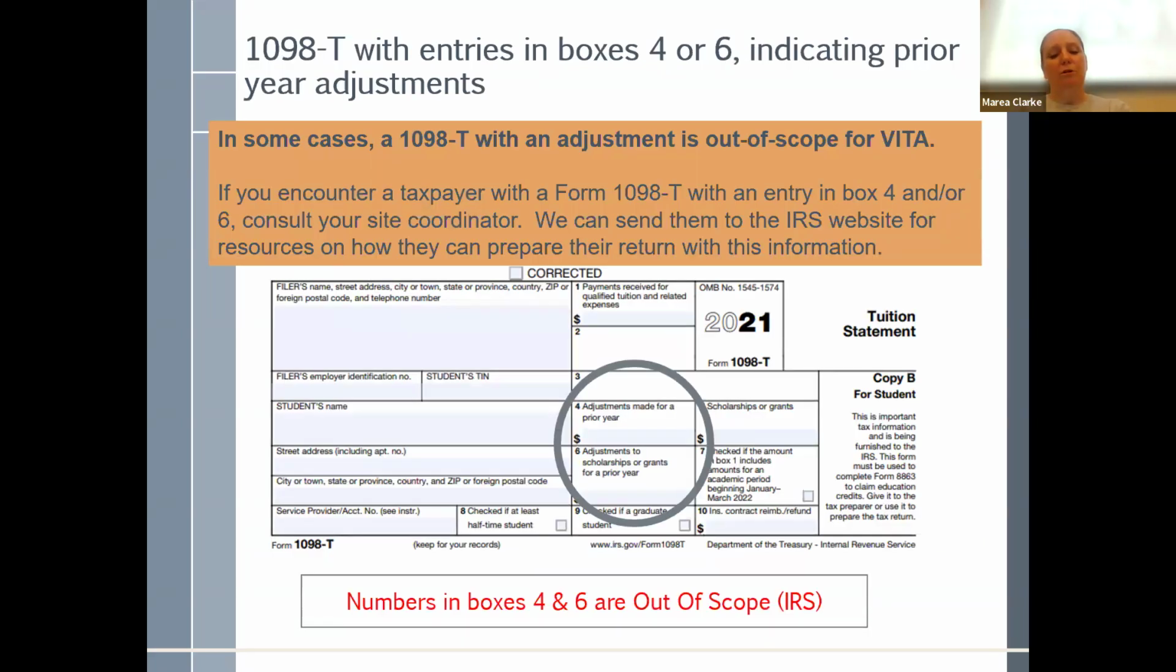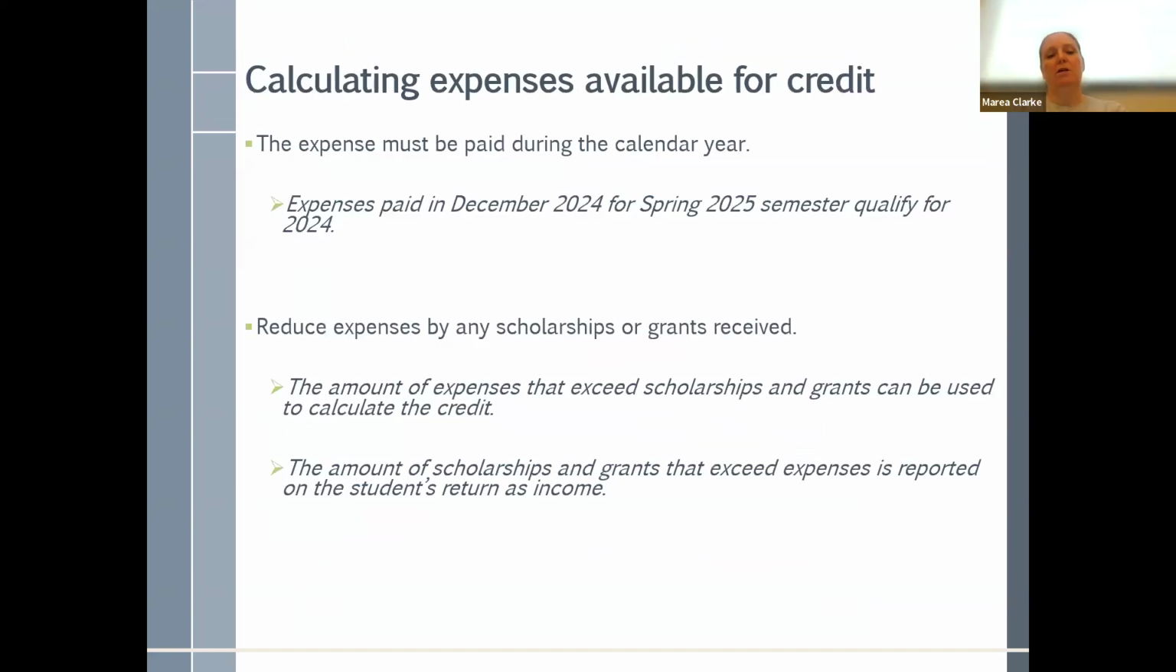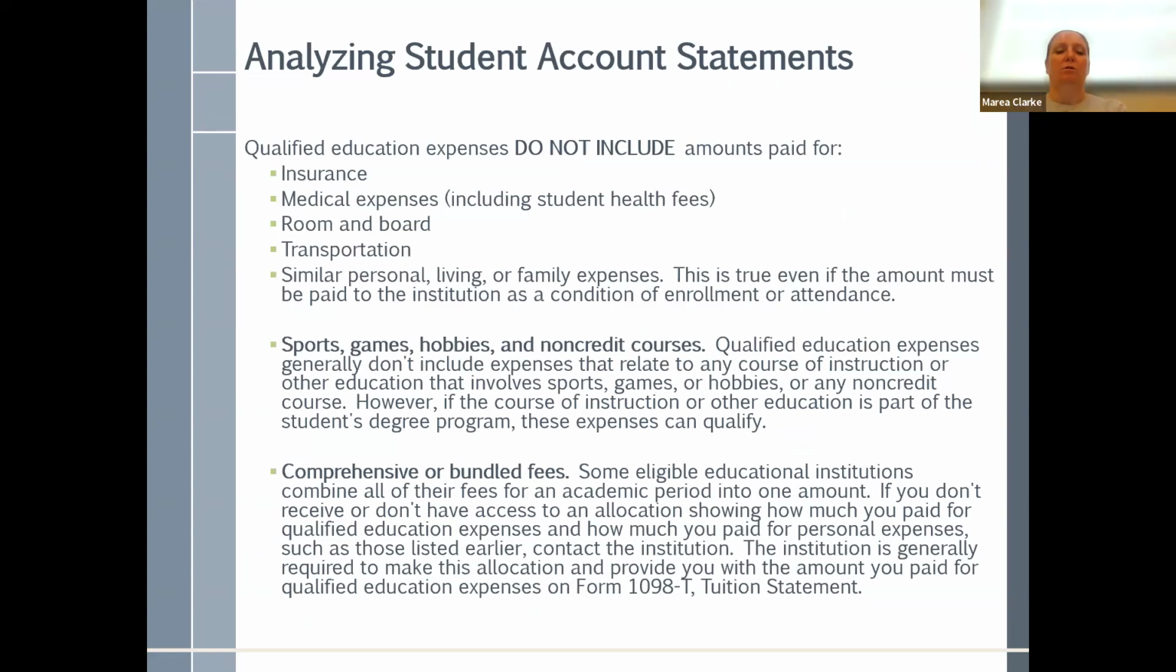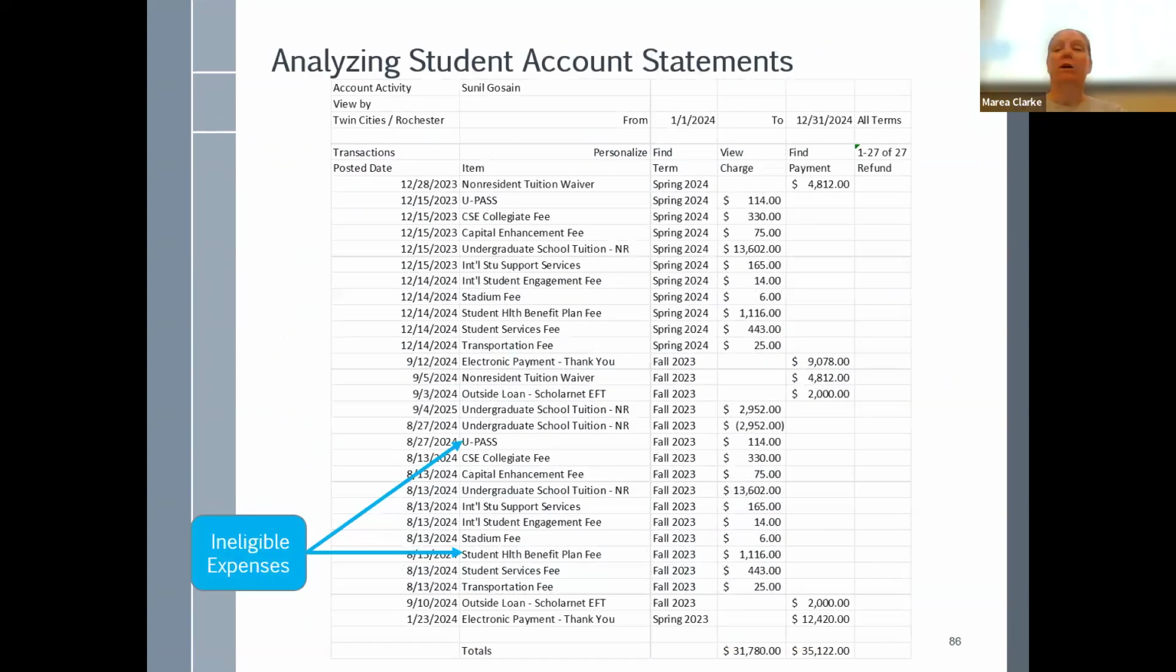I'm going to jump through determining expenses, basically the same sort of things that we've talked about. Again, only qualified education expenses, so not room and board, not transportation, not living expenses, that kind of stuff. Here's what a couple of examples look like on student accounts. The UPass was a transportation pass, so you could get around campus and around the city. The student health plan benefit fee was student health insurance. So those would not be eligible expenses for the education credits.